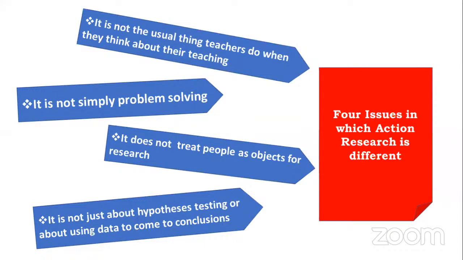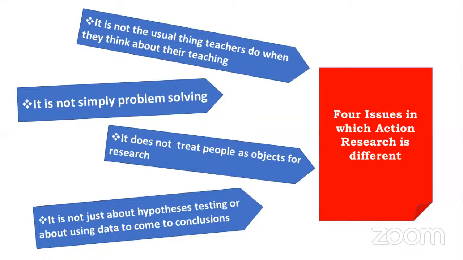The next is, it does not treat people as objects for research. It is not research done on other people. It is research by particular people on their own work to help them improve what they do, including how they work with and for others. It treats people as autonomous, responsible agents who participate actively in making their own practices more effective. It encourages people to work together as knowing subjects and agents of change and improvement. And finally, it is not just hypothesis testing or about using data to come to conclusions. It is not just about hypothesis testing.